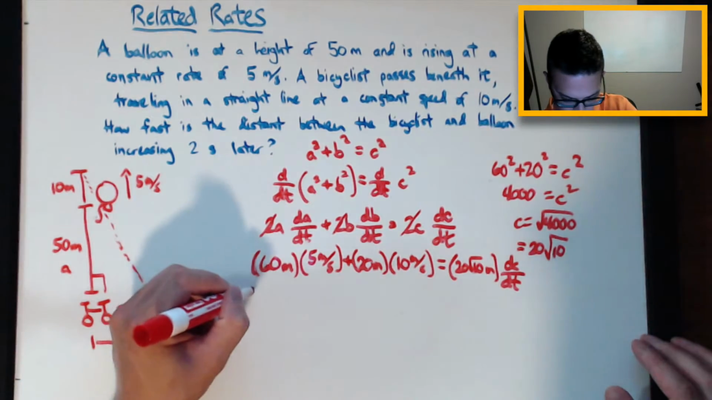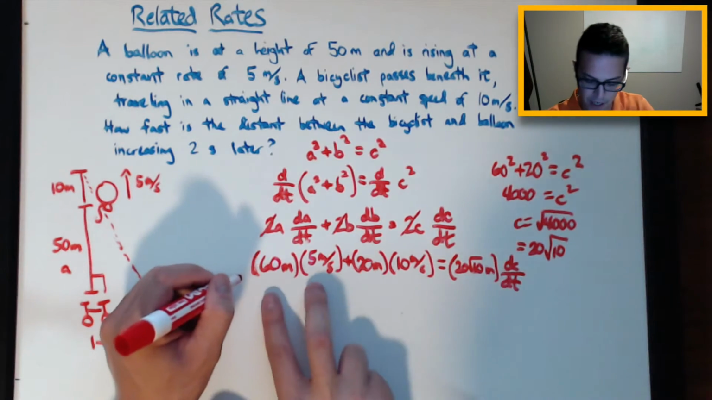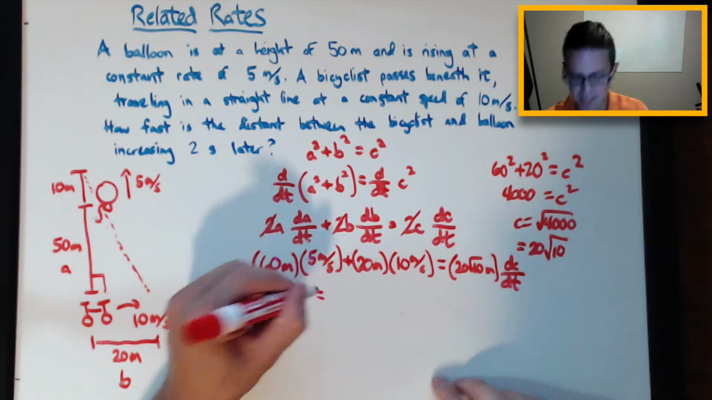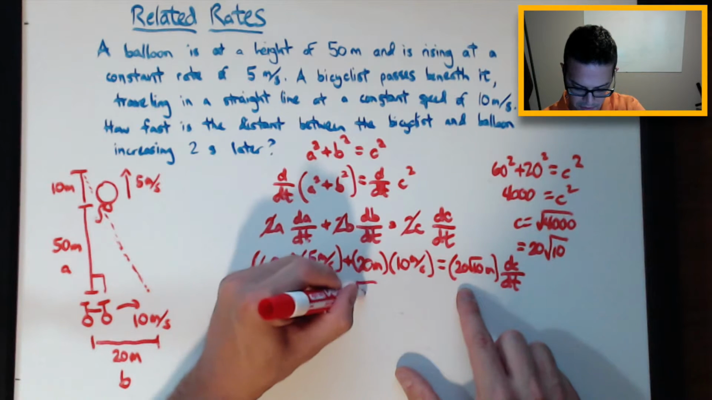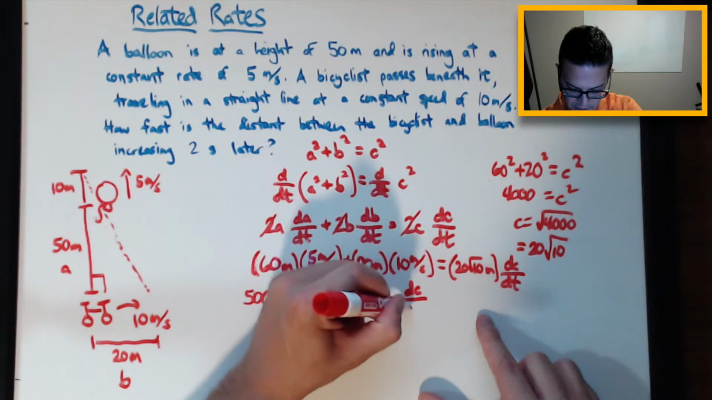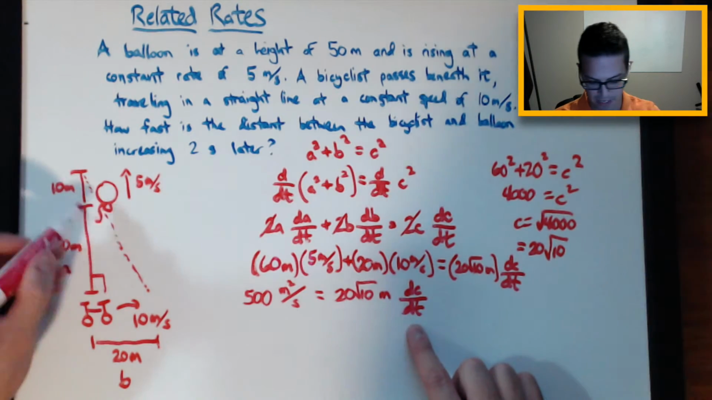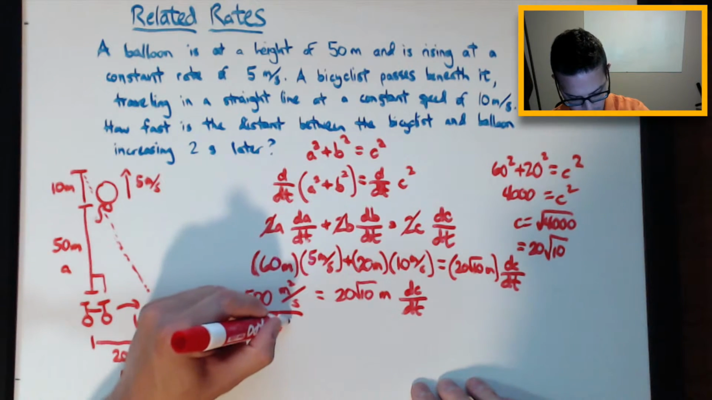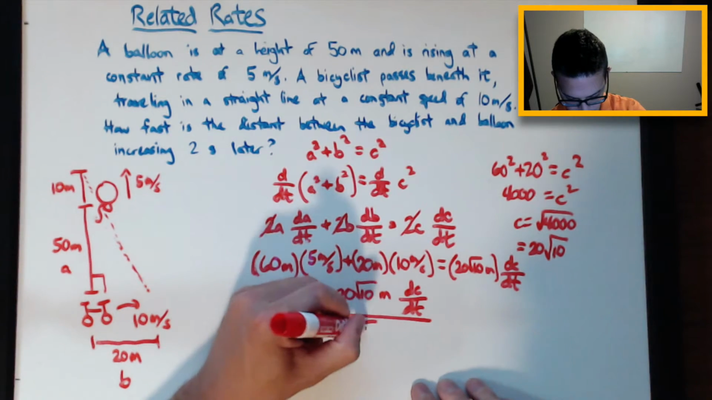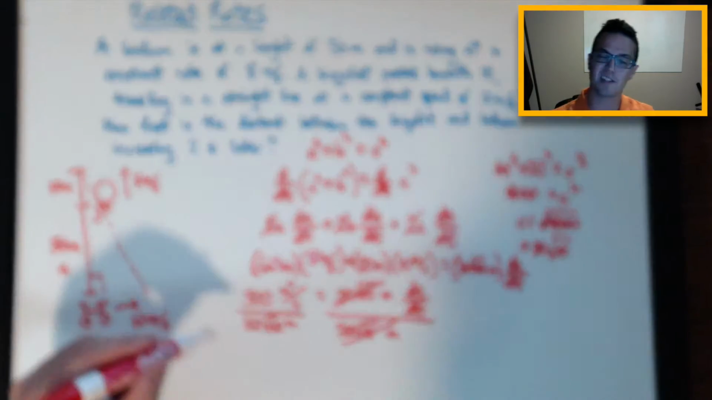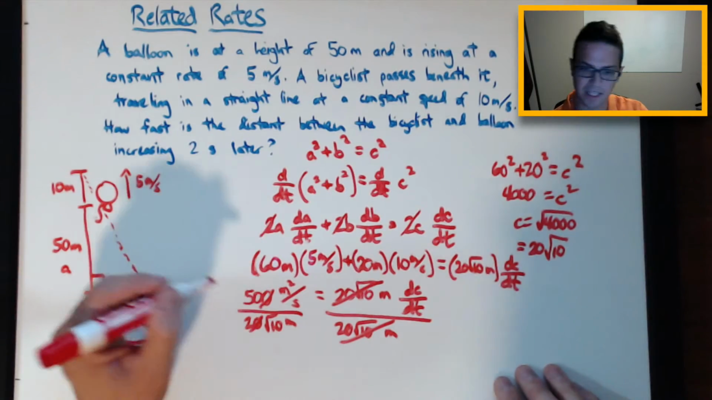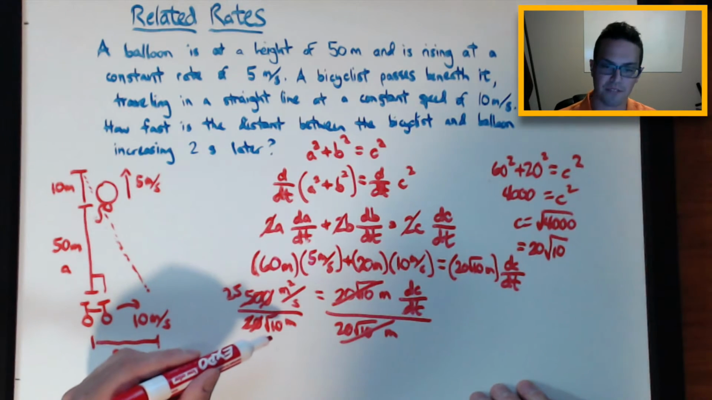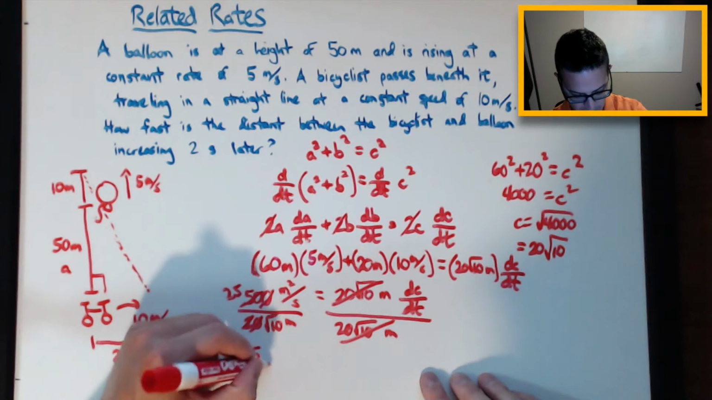We don't really need to worry about the units so much on this, but you should have 300 plus 200, so that's going to be 500 meters squared per second is equal to 20 root 10 meters dc over dt. Again, we're looking for that rate of change of this c, this hypotenuse right here. So I'm going to divide both sides by 20 root 10 meters. Okay, and then this will simplify as the following. So these 10s are going to cancel, and then the 50 over 2 is going to be 25. So you end up with 25 over the square root of 10 is equal to dc over dt.